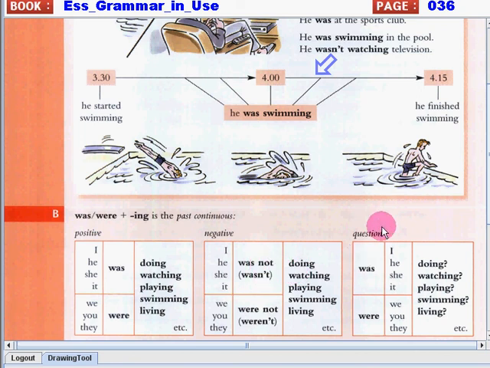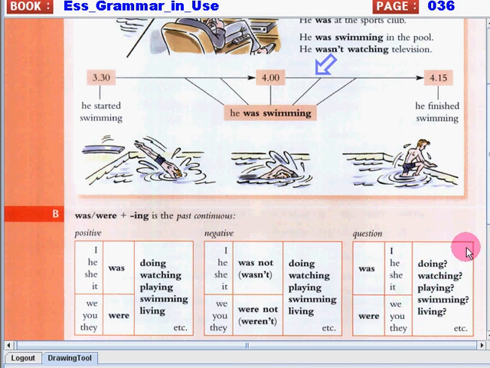Now, for the question, we just have to exchange the places of our subject and the auxiliary verb in the past. So, we should just exchange their places. Let's read the following. Was I doing? Was he doing? Was she doing? Was it doing? Were we doing? Were you doing? Were they doing?